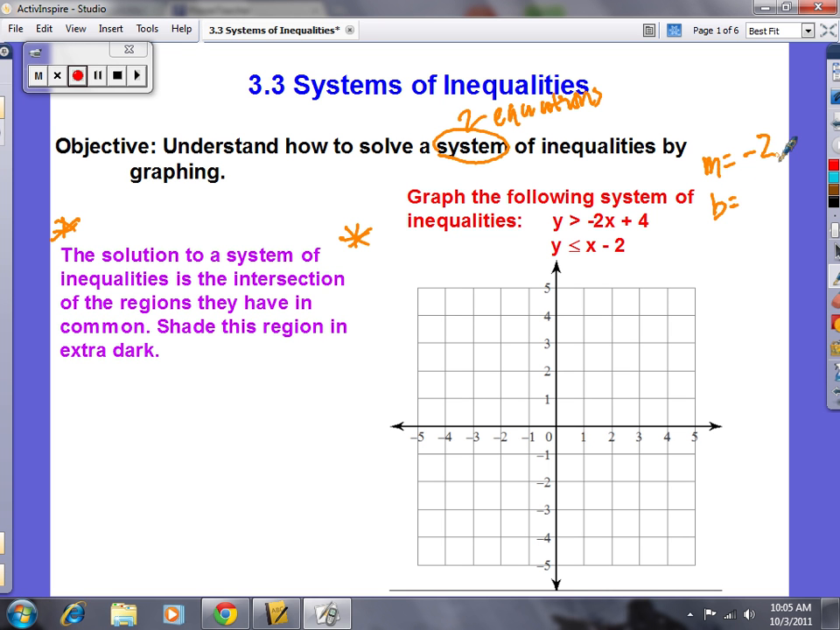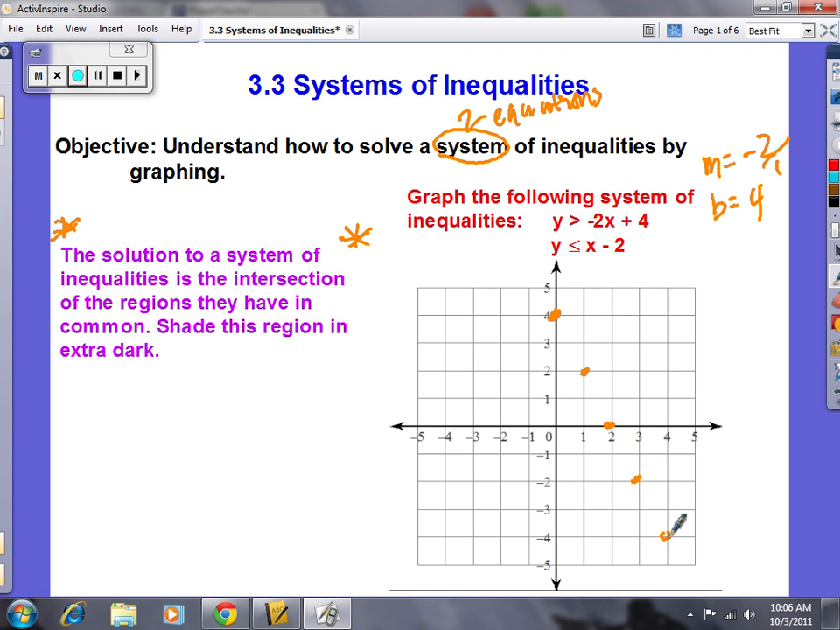M is negative 2. What's b? B is 4. So let's graph it. Your first dot is on the y-axis at 4. Now go m. Let's make it negative 2 over 1. So let's go down 2, right 1. Down 2, right 1.